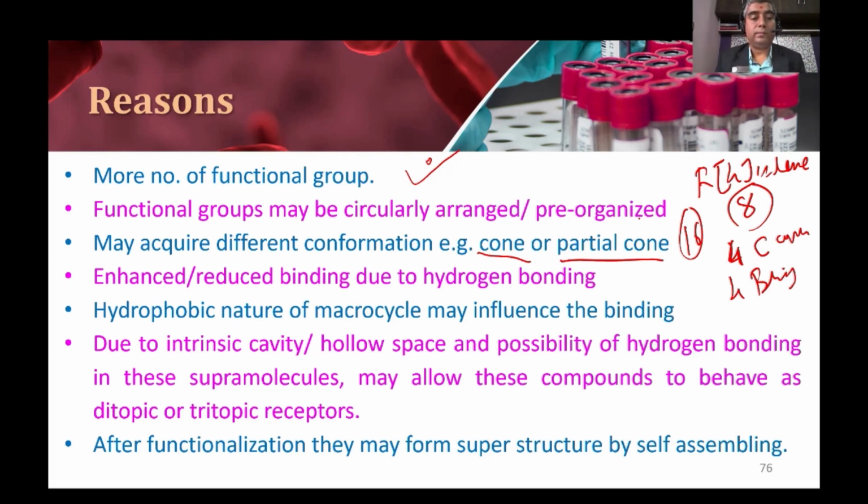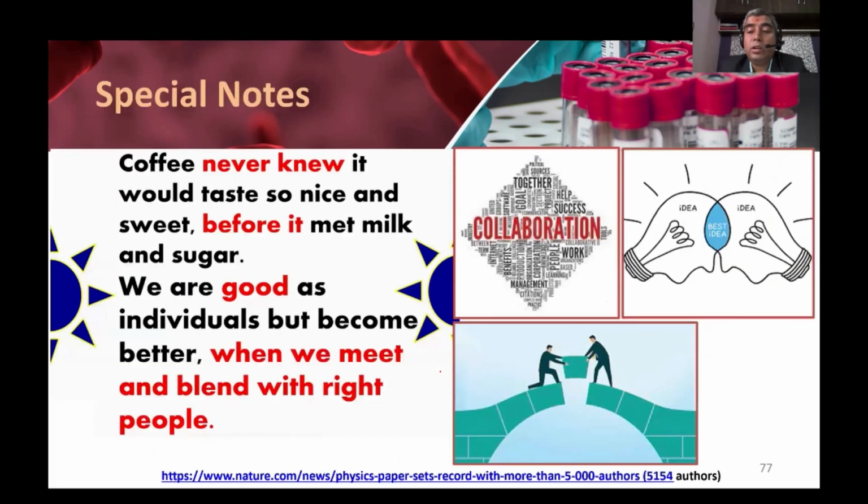They may enhance or reduce binding due to hydrogen bonding. The hydrophobic nature of macrocycles may influence the binding due to the intrinsic cavity or hollow space, and the possibility of hydrogen bonding in these supramolecules may allow the compound to behave as ditopic and tritopic receptors. After functionalization, they may form superstructures by self-assembling.